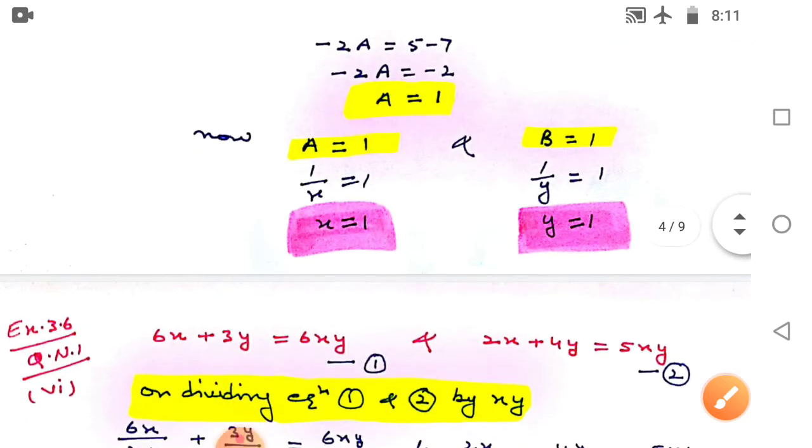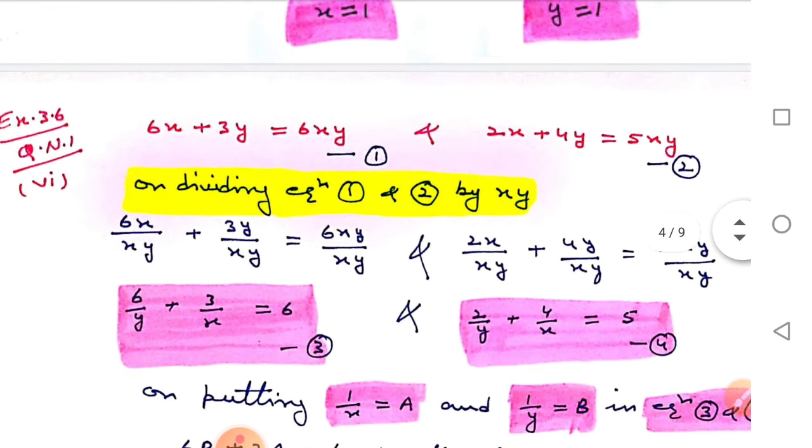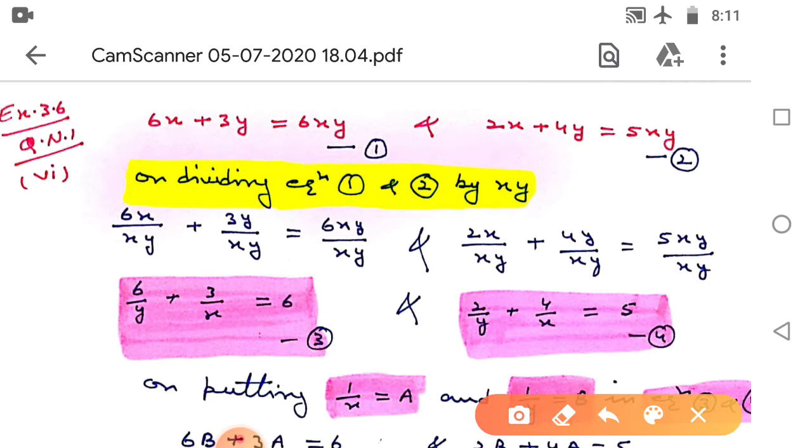Now come to exercise 3.6. Exercise 3.6, question number 1, 6th part. Clear? This is 6x plus 3y is equal to 6xy, 2x plus 4y is equal to 5xy. Clear? Now, on dividing equation 1 and 2 both sides by xy.